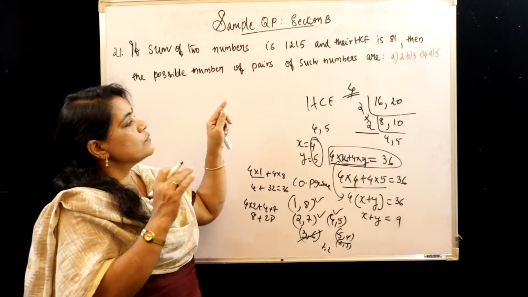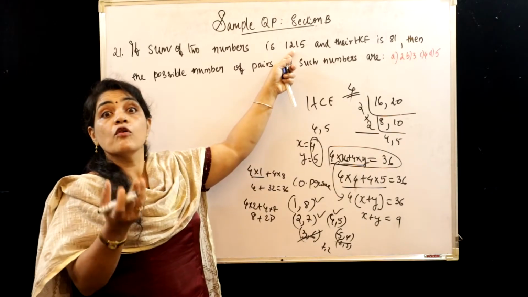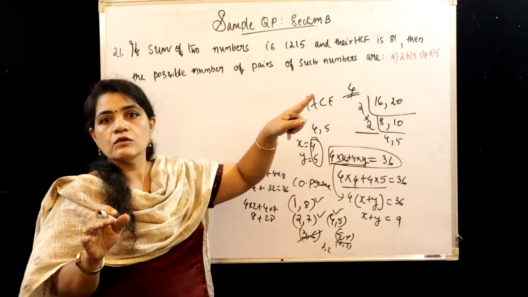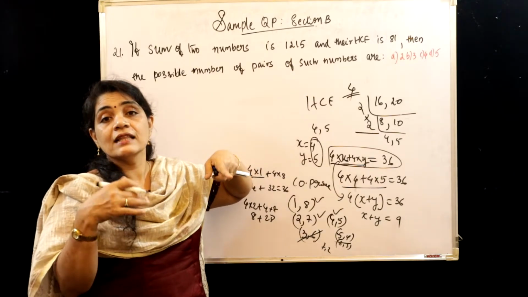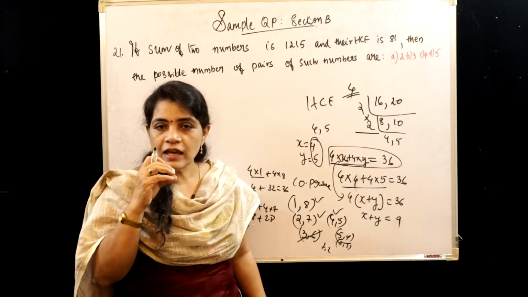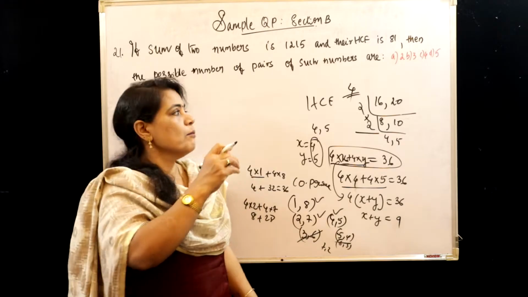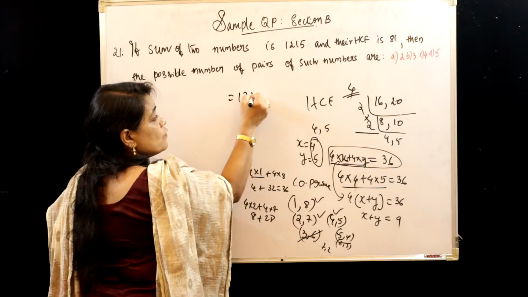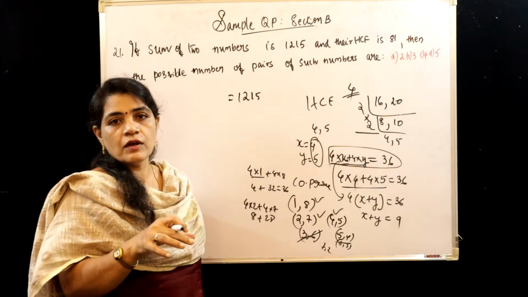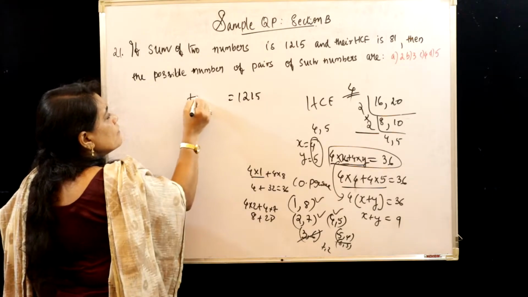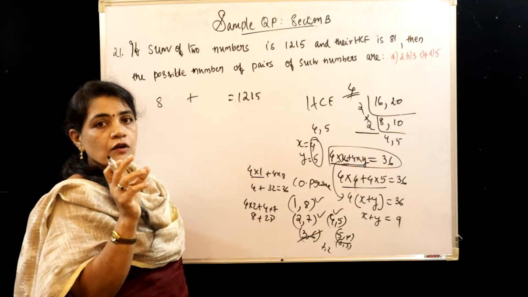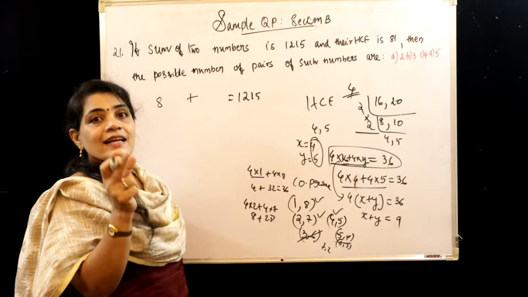Now we are just transferring this idea to this 4-digit number. That is, here what is given? The sum of two numbers is 1215 and their HCF is 81. Okay, that means we should express this number 1215 as the sum of two numbers, provided that each number has 2 factors and one must be its HCF.